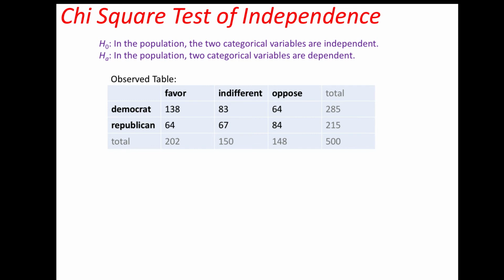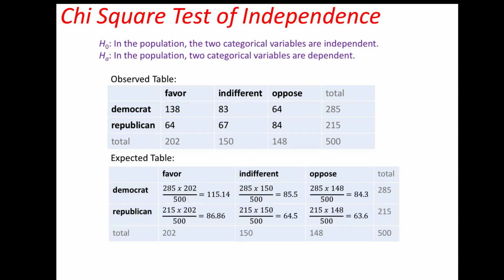The question then becomes, how would this table look if the two variables were not related? That is, under the null hypothesis that the two variables are independent, what would we expect to find in our data if the two variables, i.e. party affiliation and opinion, were not related? So to do this, we need to find what is called the expected counts table, or simply the expected table. This table displays what the counts would be for our sample data if there were no association between the variables, and it looks like this.